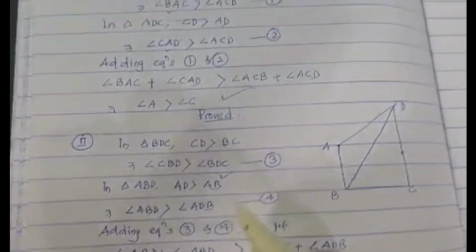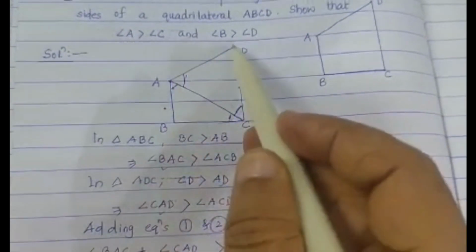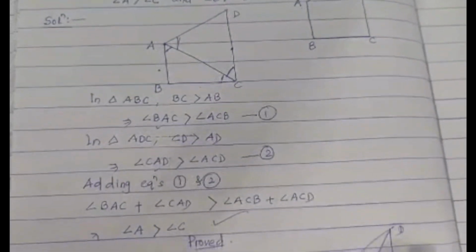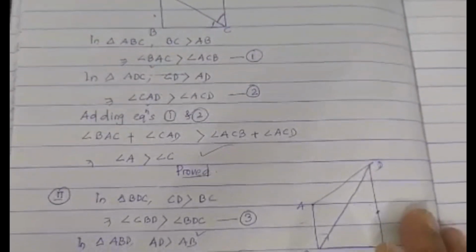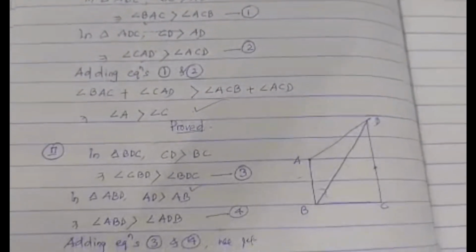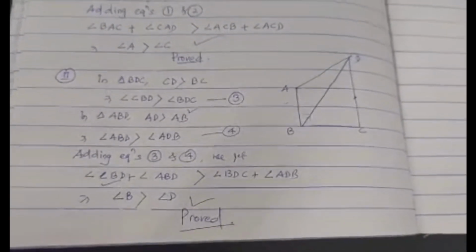Angle A is greater than angle C and angle B is greater than angle D. Okay, this is what we had to prove. So with two simple constructions and using the theorem that the larger side has the larger angle opposite to it, and the larger angle has the larger side opposite to it, we have solved this problem. I hope this is clear.